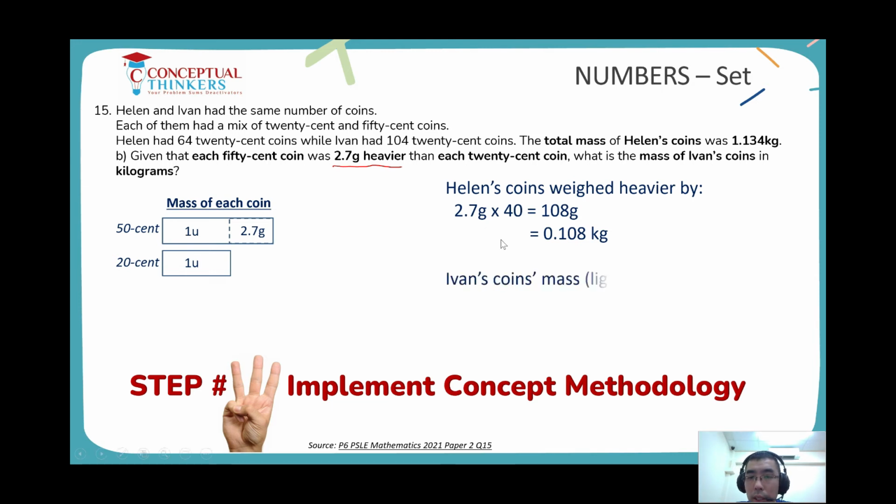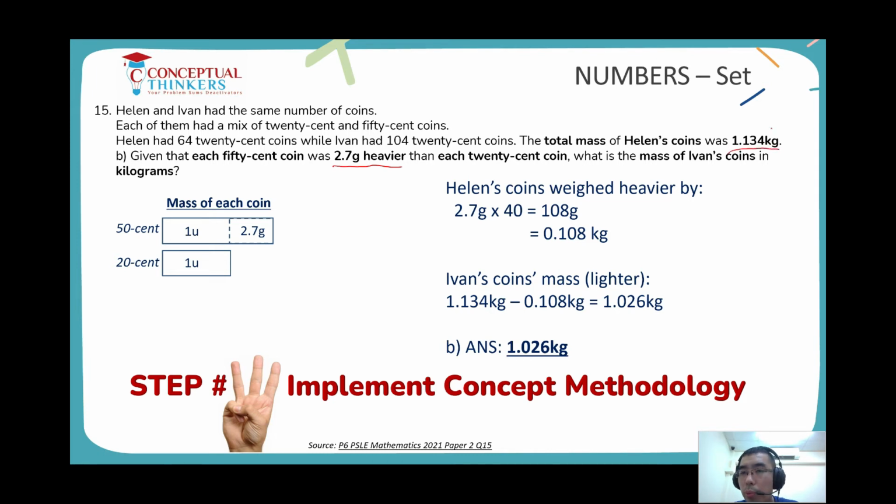Okay. Next, let's calculate what is Ivan's coins' mass. Now we know that the mass of Helen's coins is 1.134 kg, and we know that Helen's coins are heavier by 0.108 kg. So by taking the difference, we will get the mass of Ivan's coins. The answer for this question will be 1.026 kilogram. Be careful. The question is asking for kilogram. That's why we need to answer in kilogram.